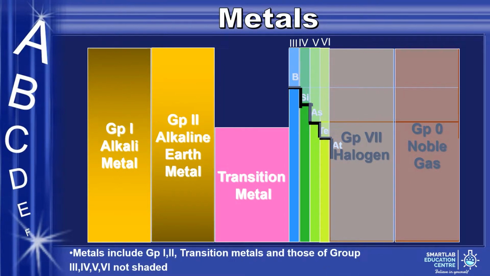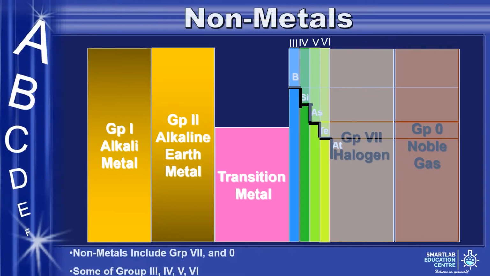As seen in the diagram, the metals include Group 1, 2, transition metals and those of Group 3, 4, 5, and 6 that are not shaded. On the other hand, the non-metals will include those of Group 7 and 0, while also those of Group 3, 4, 5, and 6 that are shaded.